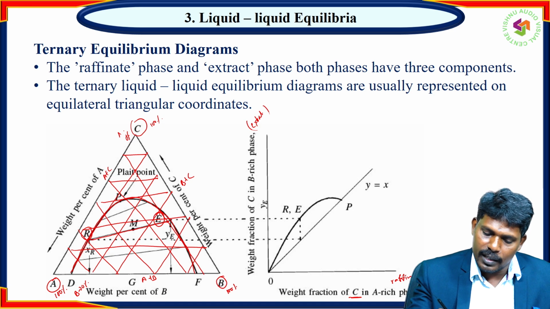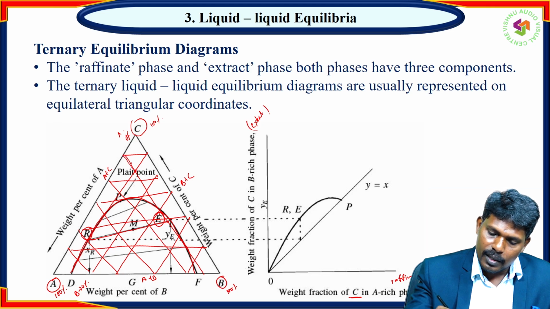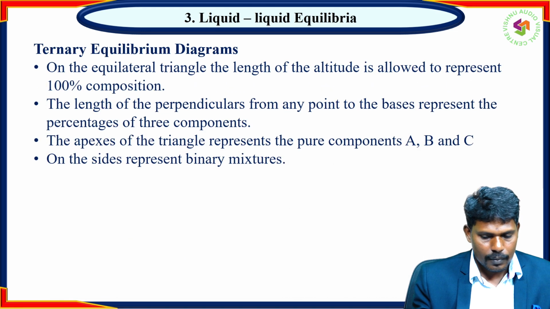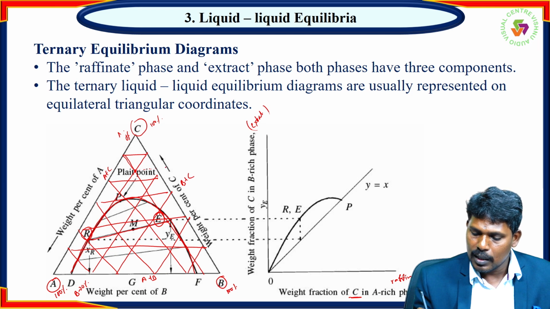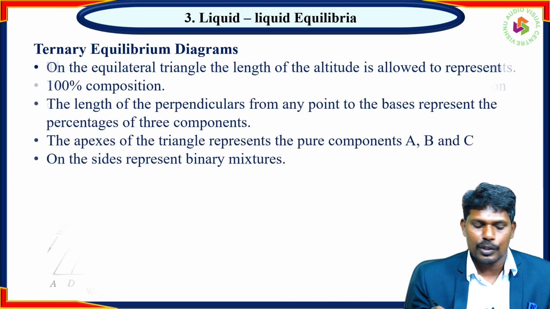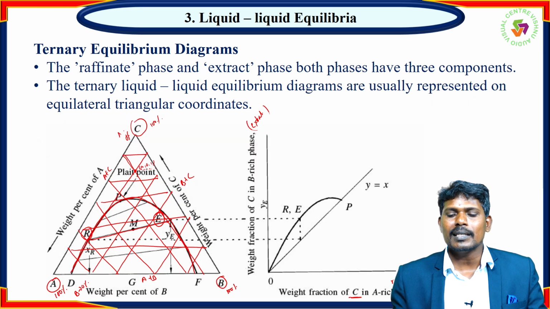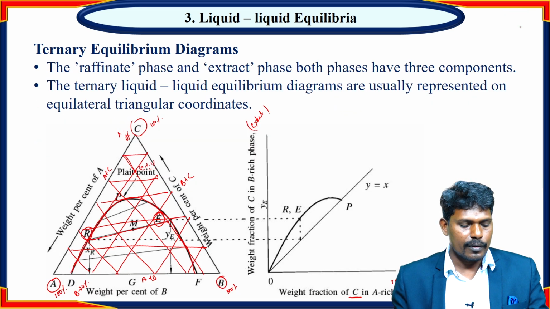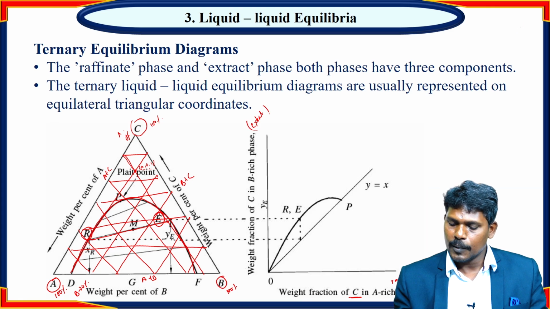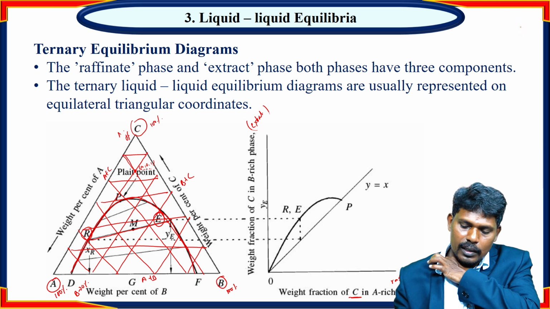At this point, if you want to know the composition, this represents A, and what is the composition of B here? Here we have A, B, C, so we can know the composition of all three. So this is a ternary diagram, an equilibrium diagram. From there we can get the x axis and y axis, and the equilibrium curve.